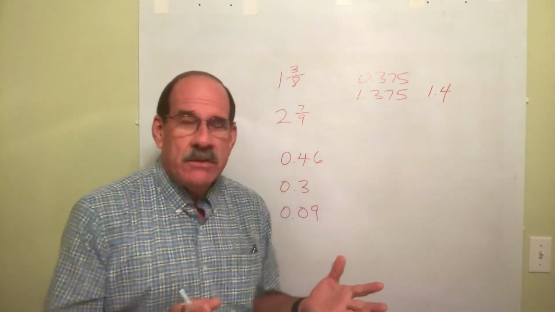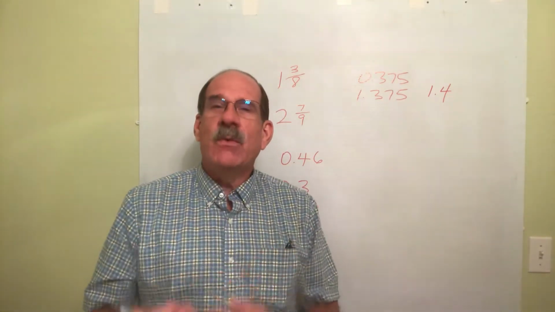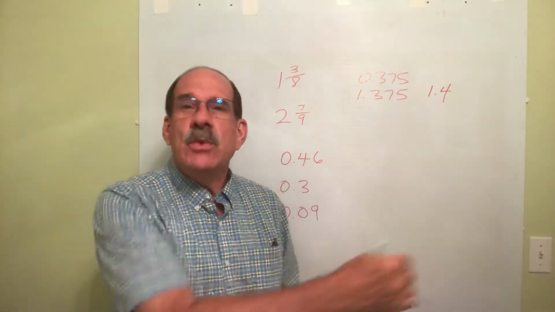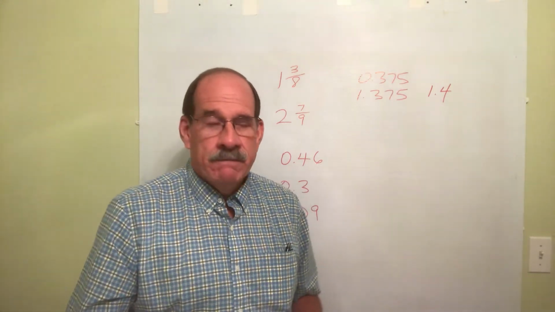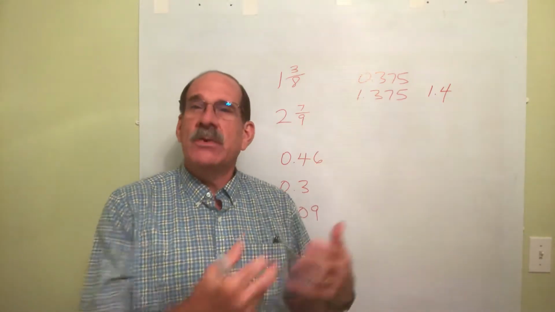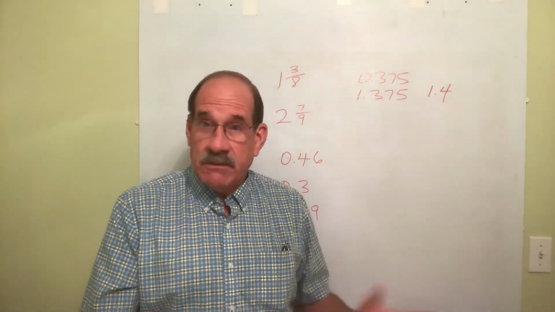The rounding off rule is this. If it's less than 1, you take it out to 2 decimal places, hundredths. If it's more than 1, you take it out to 1 decimal place, to tenths.